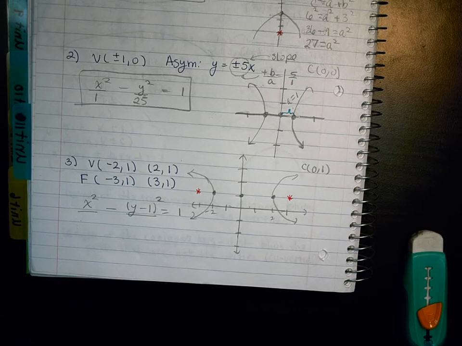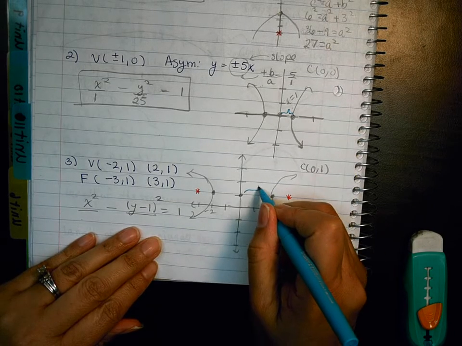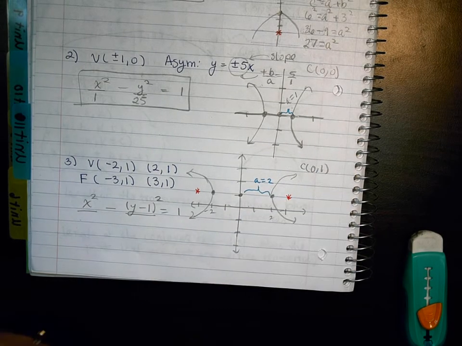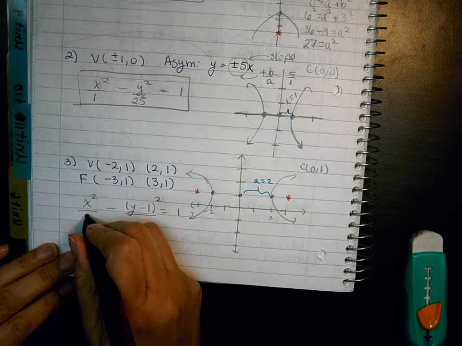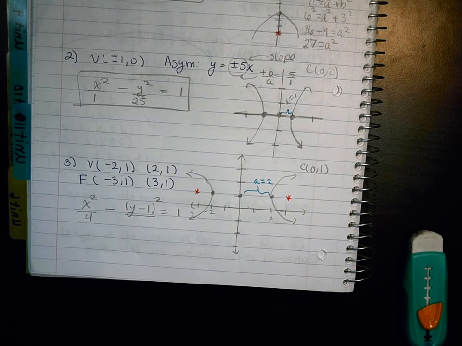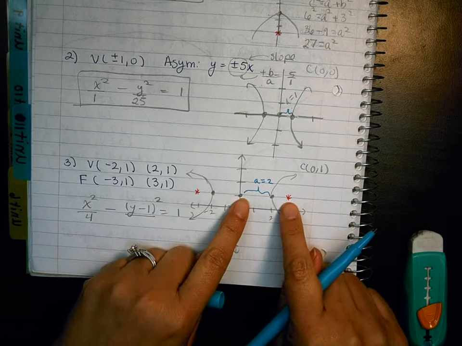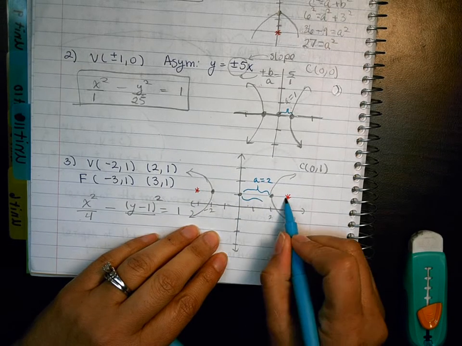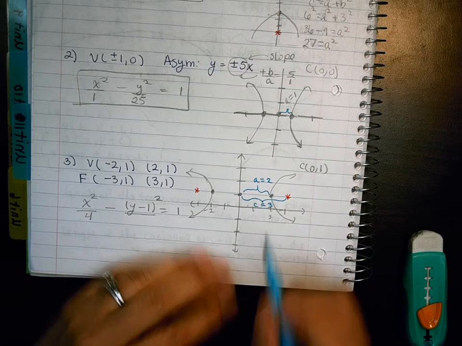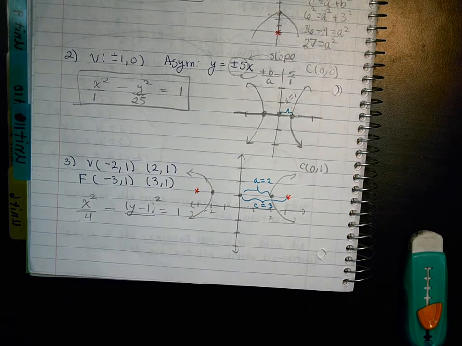What did you guys get for your A value? 2. So where does the 4 go? Under X or Y? Okay, and then what is your C value? Everybody agree it's 3? And does it matter if you count it here or here? No. C is 3. And use that to find your B. Do that now.